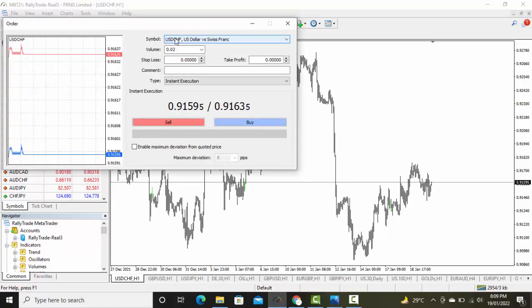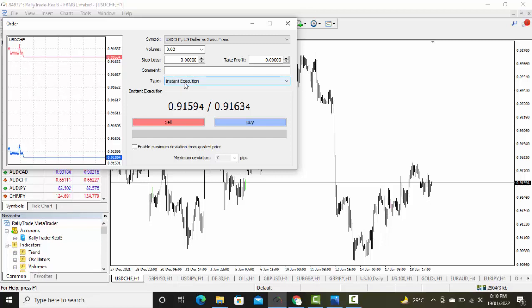Immediately I get to do that. It shows me the instrument I'm trying to trade. It shows me my volume, which is my lot size. It gets to show me my stop loss, my take profit, and there is one important type of execution I plan to use. And here I'm seeing being displayed instant execution.